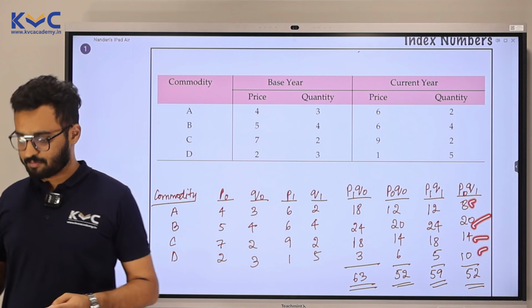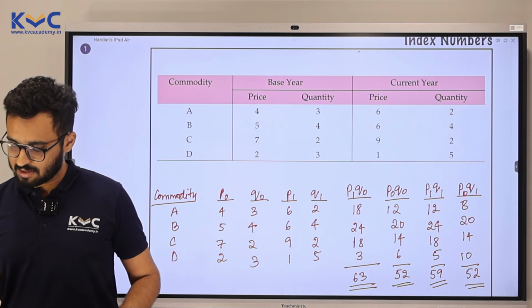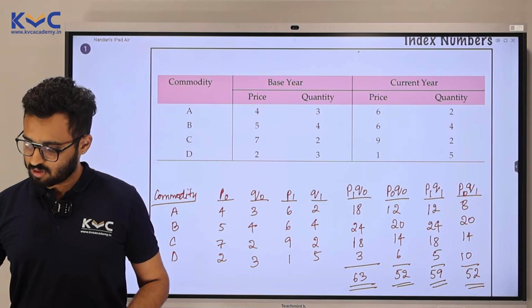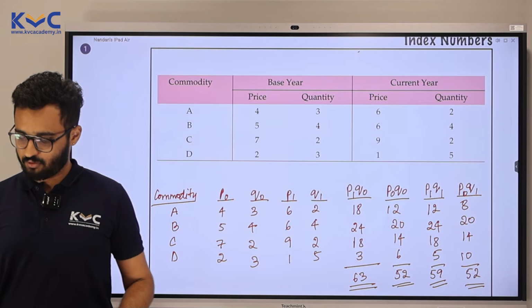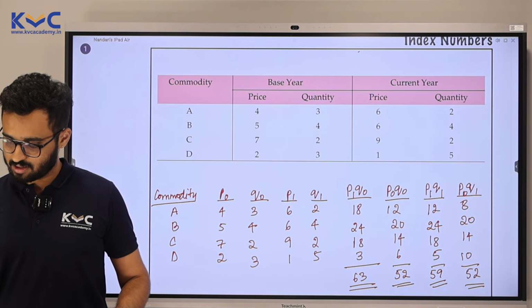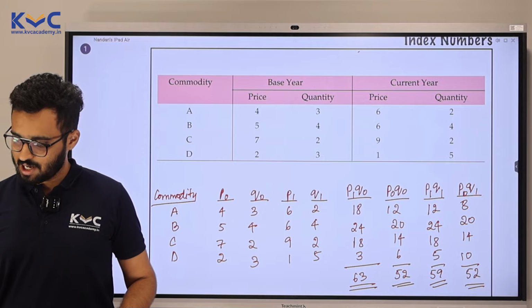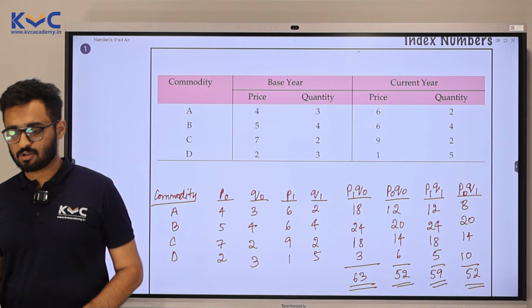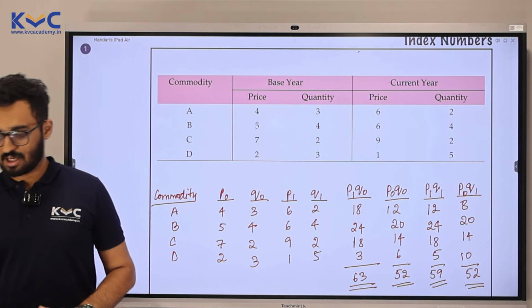Okay, now the totaling up: 18 plus 24 plus 18 plus 3, 63. 12 plus 20 plus 14 plus 6, 52. 12 plus 24 plus 18 plus 5, 59. 8 plus 20 plus 14 plus 10 is 52. Wonderful. So we have all of these numbers ready with us.